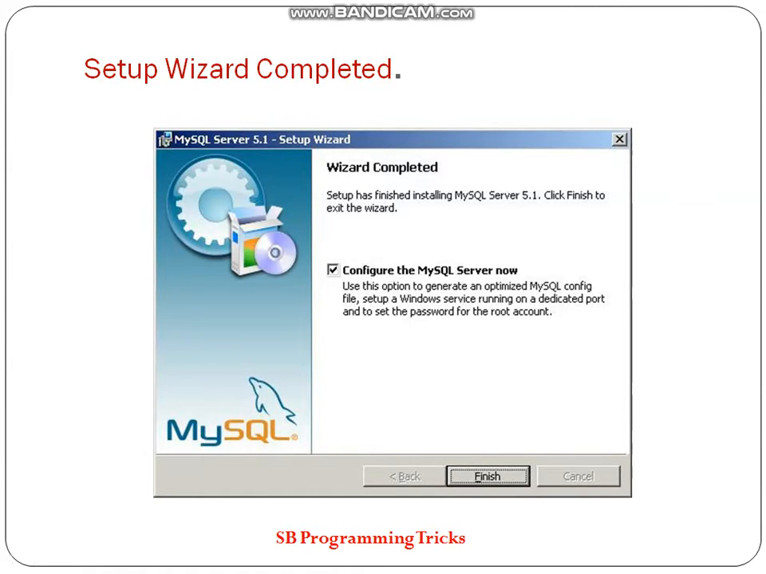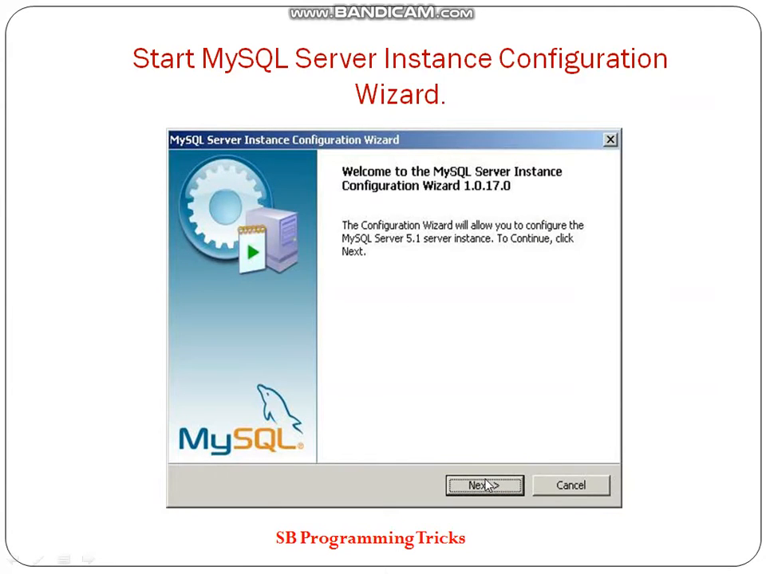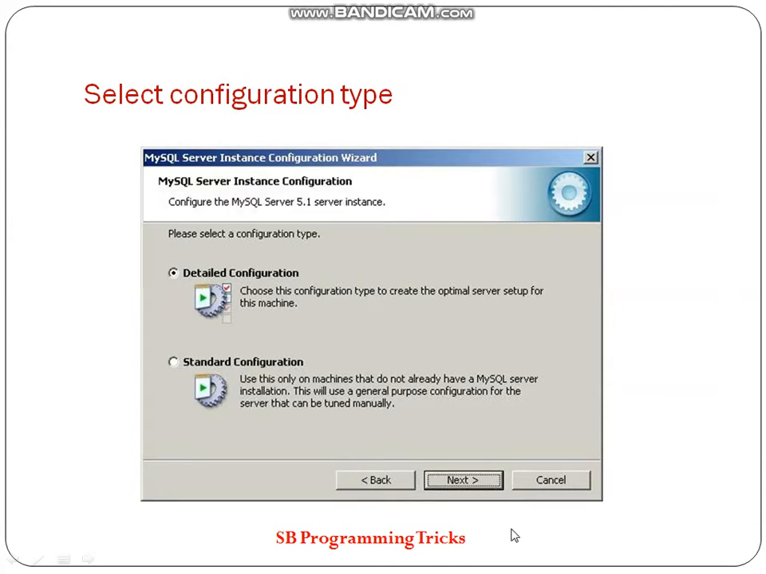After completing the setup wizard, we have to configure the instance. At this time, click on the Finish button. After clicking Finish, the next window shows the MySQL Server Instance Configuration Wizard. In this window, click on the Next button. The next window shows Select configuration type. There are two types: Detailed Configuration and Standard Configuration. Click on Detailed Configuration, then click on the Next button.